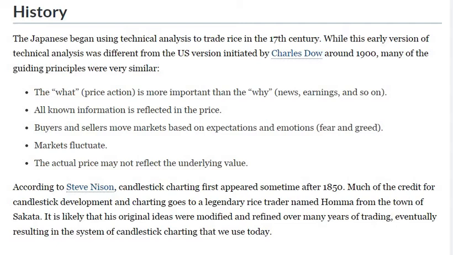According to Steve Nison, candlestick charting first appeared sometime after 1850. Much of the credit for candlestick development and charting goes to the legendary rice trader named Homma from the town of Sakata. It is likely that his original ideas were modified and redefined over many years of trading, eventually resulting in the system of candlestick charting that we use today.